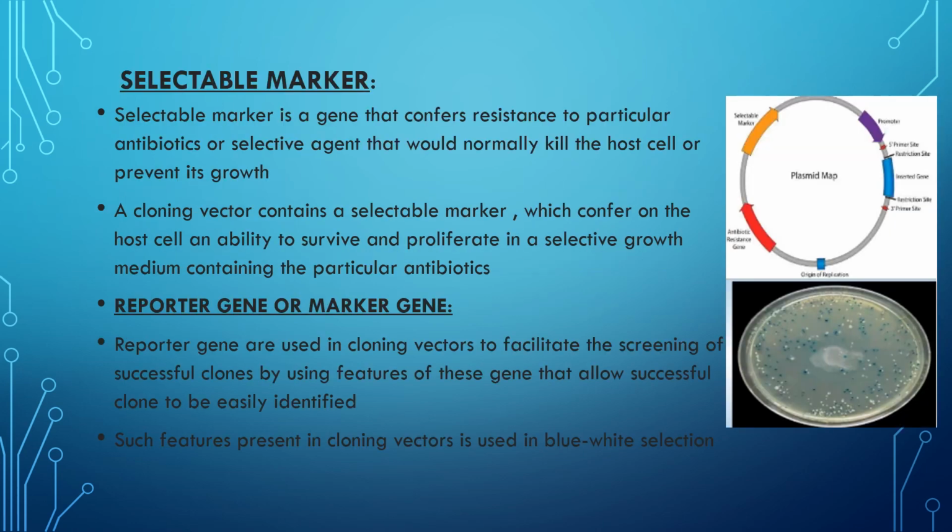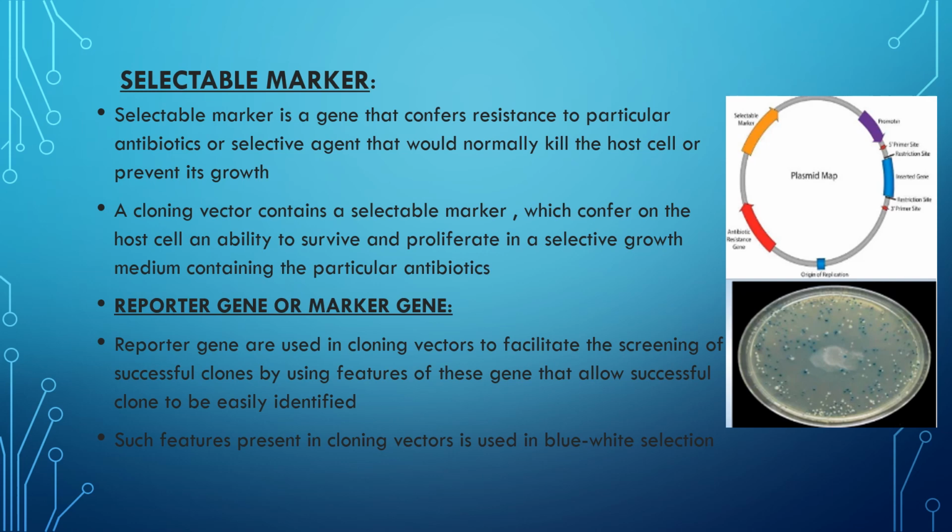Selectable marker. A selectable marker is a gene that confers resistance to particular antibiotics or a selective agent that would normally kill the host cell or prevent its growth. A cloning vector contains a selectable marker which confers on the host cell an ability to survive and proliferate in a selective growth medium containing the particular antibiotics.